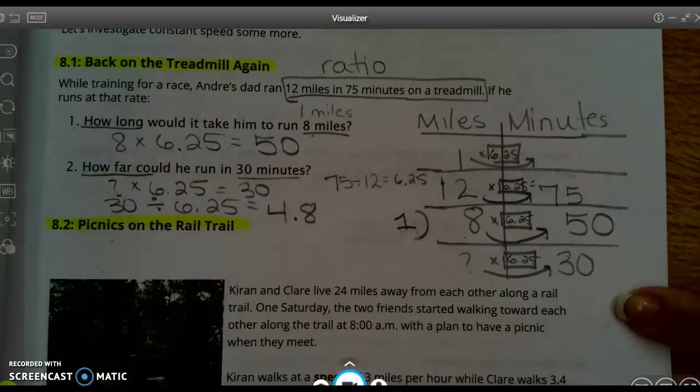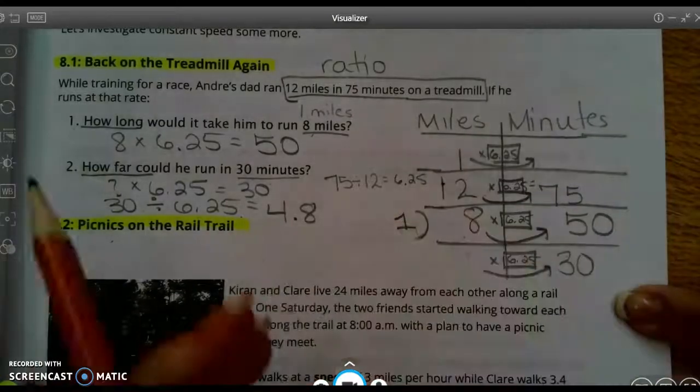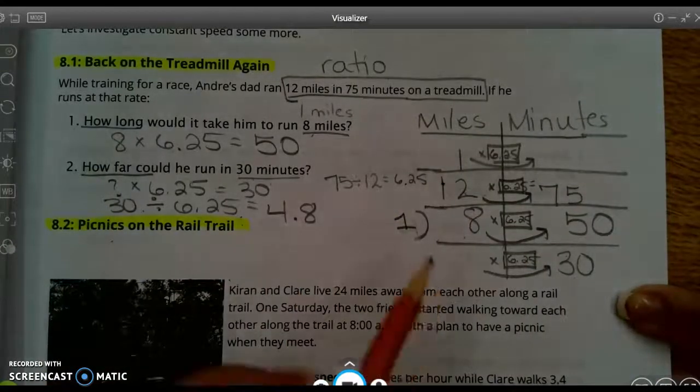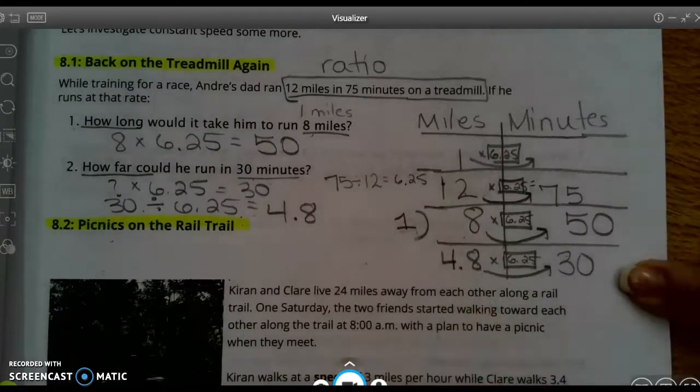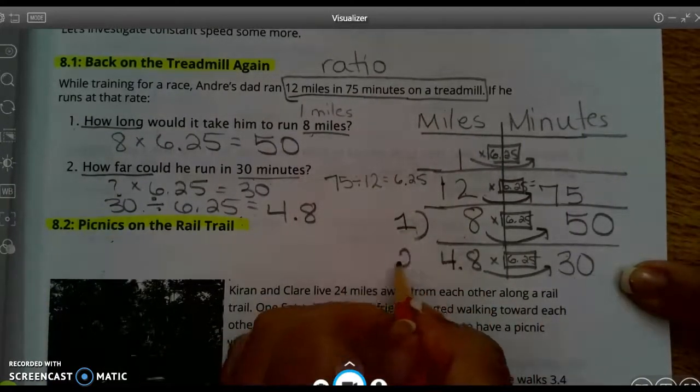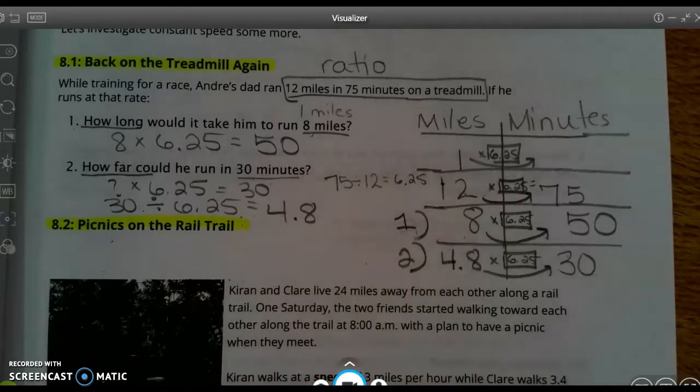So this means on my table that Andre's dad can run 4 8/10 miles in 30 minutes. So that was question 2.